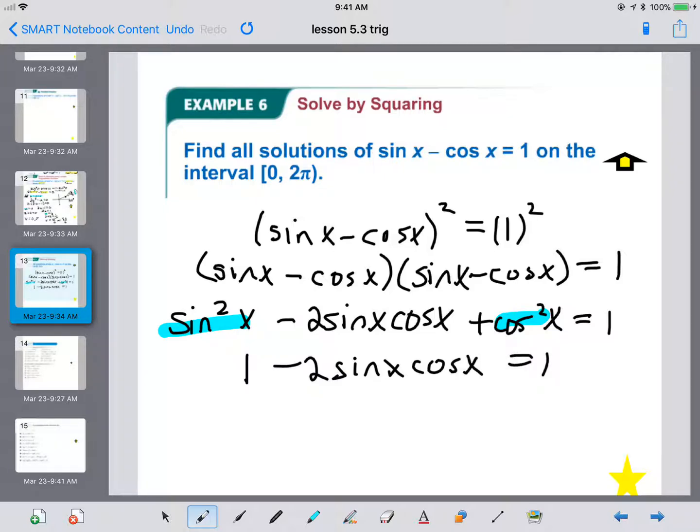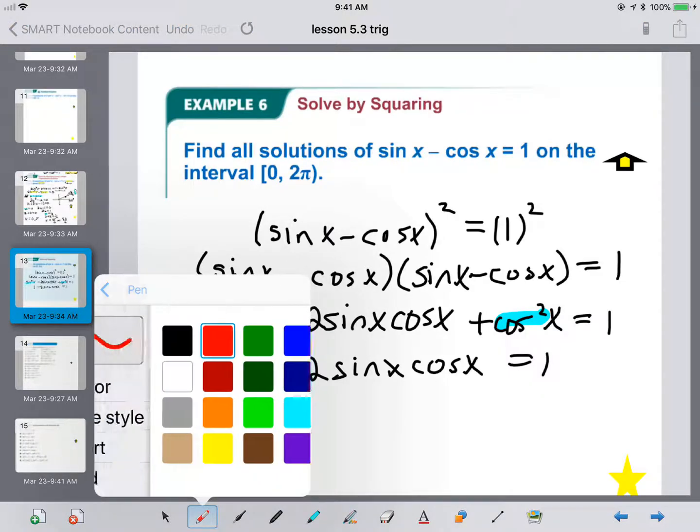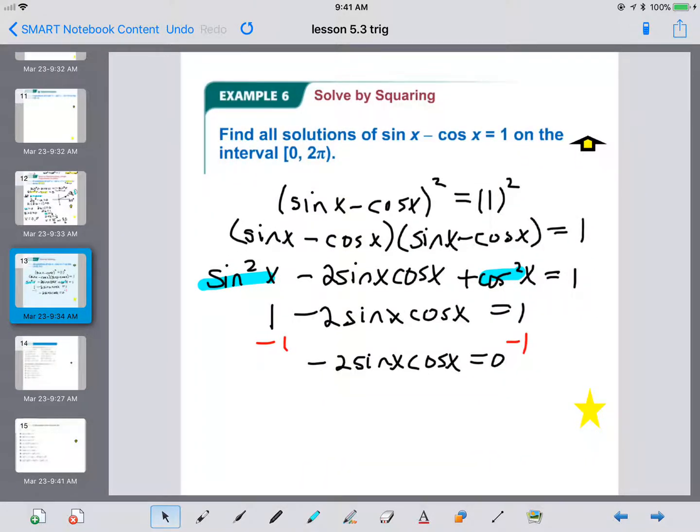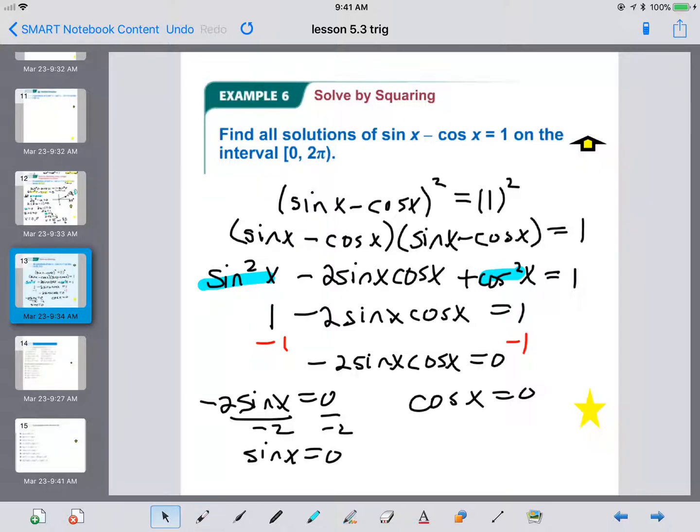Now what's nice about that is there's a 1 on each side, so if we subtract a 1 on each side, we get negative 2 sine of x cosine of x equals 0. Now if two things multiply to equal 0, we can split them up and each individual thing can get its own equation. So we have negative 2 sine of x equals 0 and cosine of x equals 0. It doesn't matter which one you stick the negative 2 on because we can just divide it out and it goes away anyway.